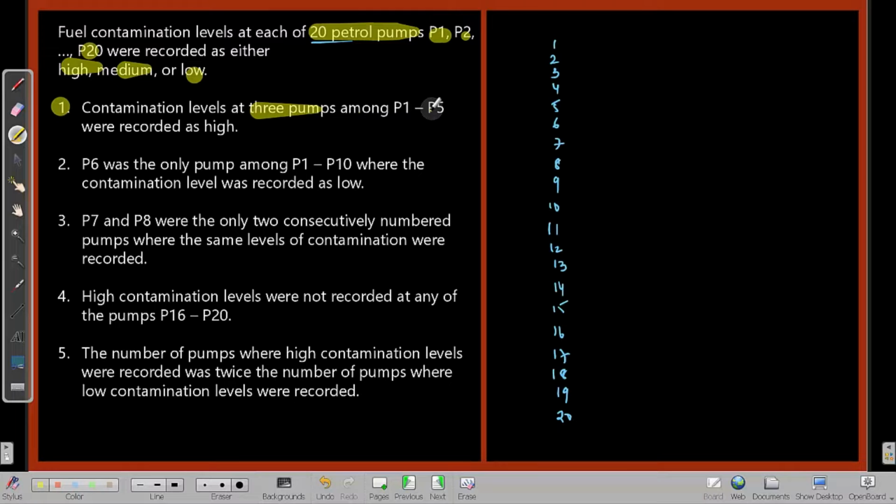Contamination level of 3 pumps from P1 to P5 were recorded high. So from P1 to P5, we need to have 3 highs, high, high, high, in some order or other. So we need to have 3 highs. Let's look at number 2.